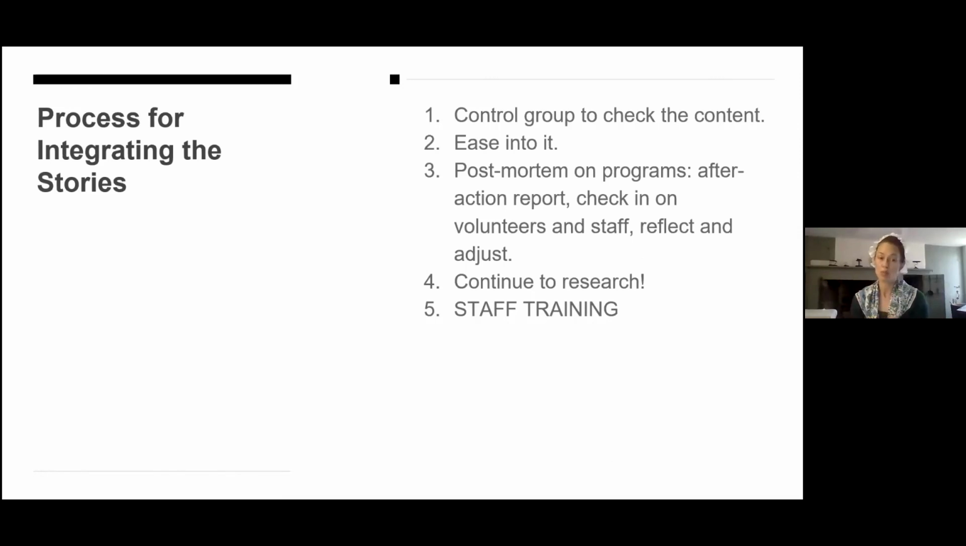Make sure you're always doing a postmortem on your programs. I round up some of our docents at the end of a program and get immediate feedback, but then make sure that you're checking in afterwards to reflect and adjust anything that needs to. Always continue researching, always continue training.